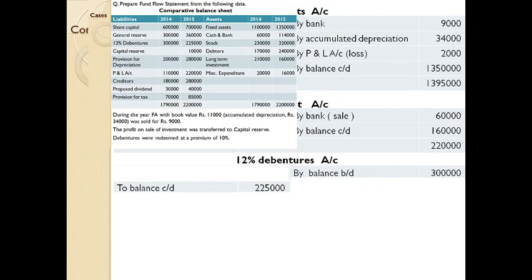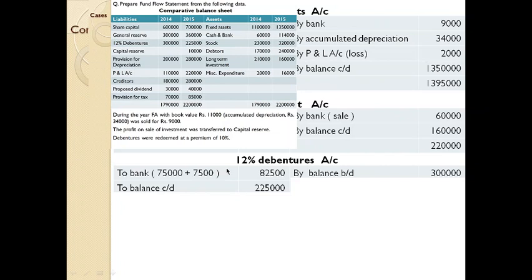Usually, premium is paid on the redeemable amount. Here, the redeemed amount was 75,000. So, the premium will be 10% of 75,000. So, the actual payment to bank was 82,500. That is 75,000, the difference amount, plus 10% premium.